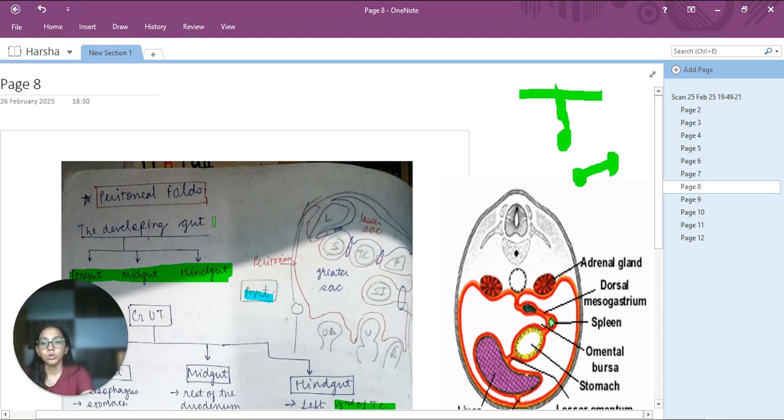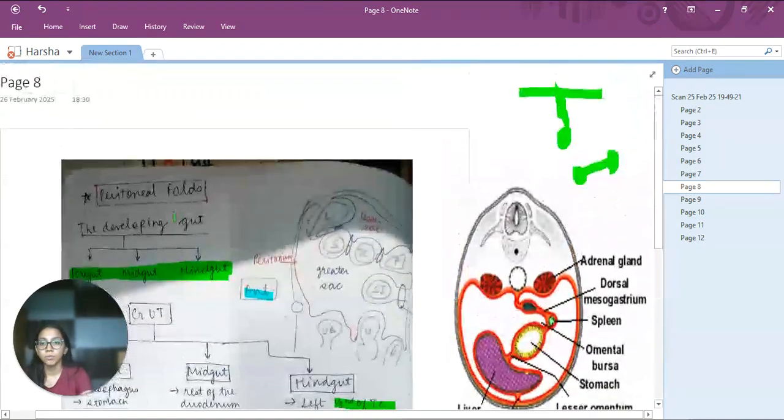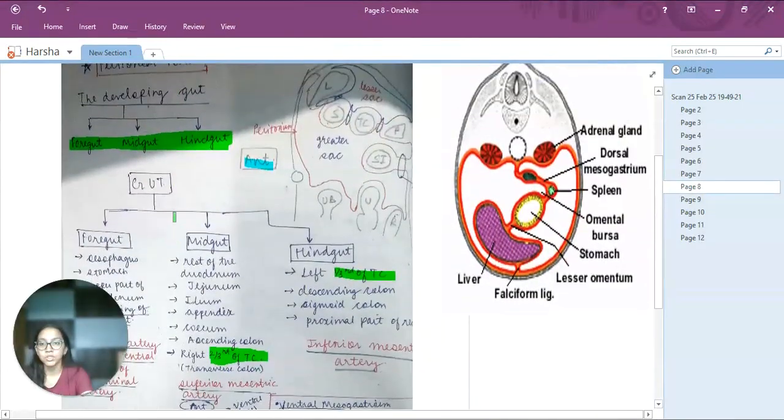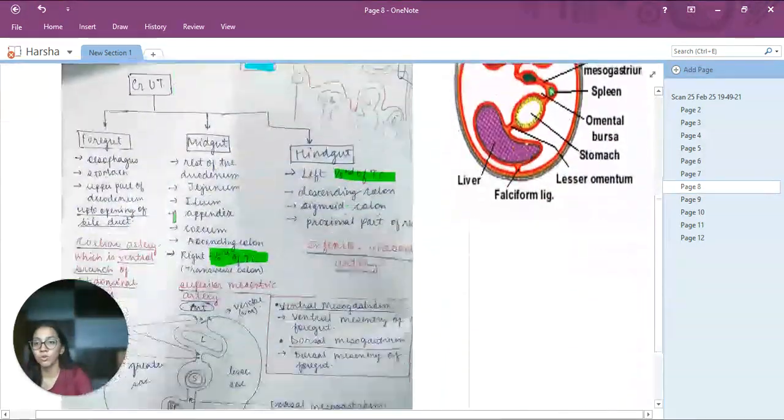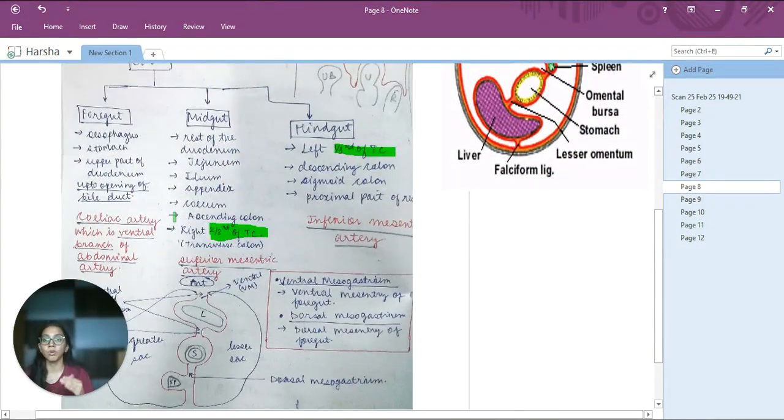Okay, so during the development of the gut, there are three types of divisions which are made over here: the foregut, the midgut, and the hindgut. So the gut, as such, is foregut, midgut, and hindgut. The contents included under the foregut: where does the foregut extend from and to? It is from the esophagus, stomach, the upper part of the duodenum, up to the opening of the bile duct.